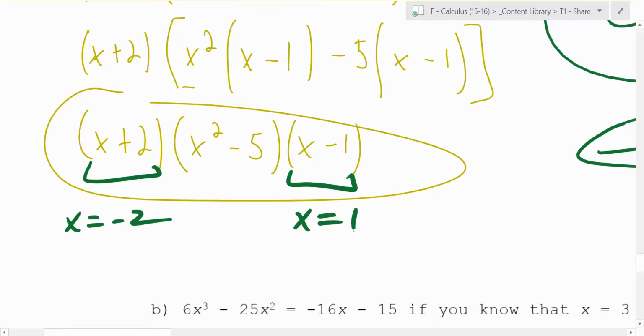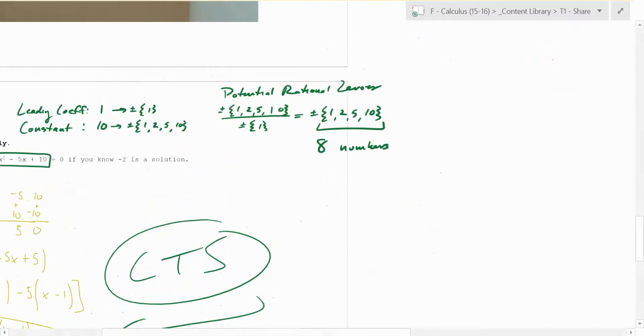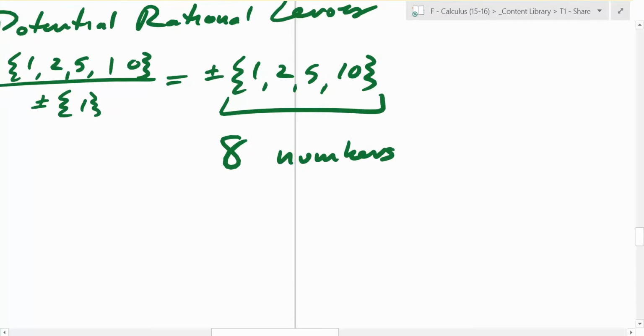Are both of those numbers in the list? What's the zero that comes out of here? Plus or minus the square root of 5. Is the square root of 5 rational? No. But look, what did we have here? This number and this number, are both of those in that list of potential rational zeros? They are.